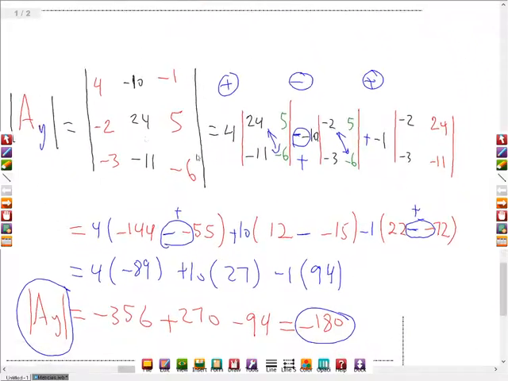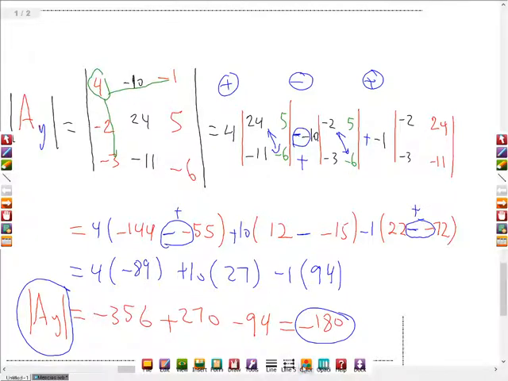Okay, Y. Now the same steps. 4. Okay, 4. I'm going to do it for you guys. Don't get mad, please. 4. Are you mad, guys? No. This cancels and this eliminates. 24, 5, negative 11, negative 6.